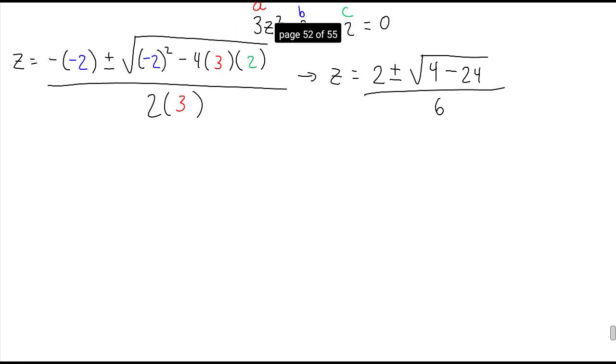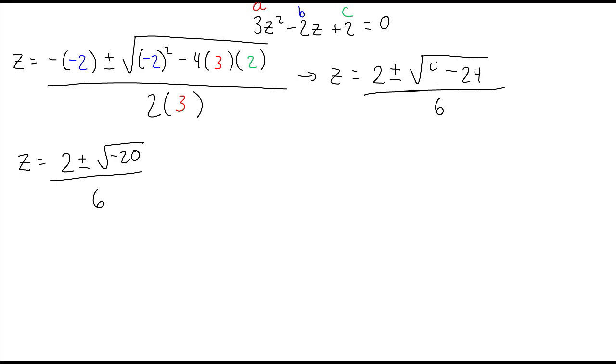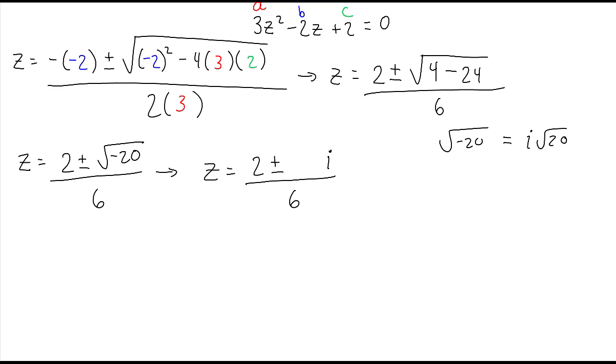All right, so there we go. 4 minus 24 is negative 20. So z equals 2 plus or minus the square root of negative 20, over 6. Okay, let's simplify the square root of negative 20. First of all, there's a negative, which means that there's going to be an i involved somewhere. 2 plus or minus, there's going to be something with an i, over 6. Let's figure out what that something is. So that's going to be the square root of 20. Just a recap, right? The square root of negative 20 is the same thing as i times the square root of 20.